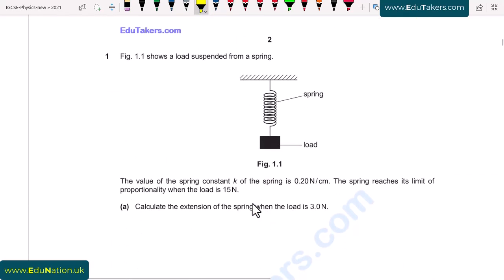Question number 1. Figure 1.1 shows a load suspended from a spring. The value of the spring constant K of the spring is 0.20 Newton per centimeter. The spring reaches the limit of proportionality when the load is 50 Newton. Part A. Calculate the extension of the spring when the load is 3.0 Newton.